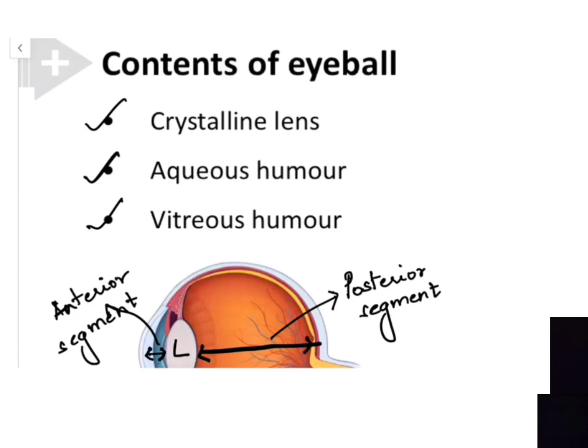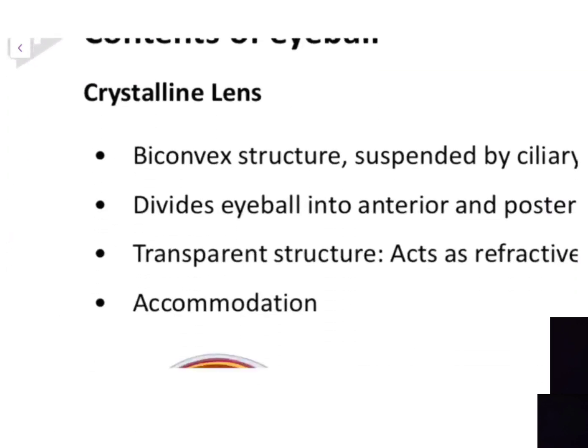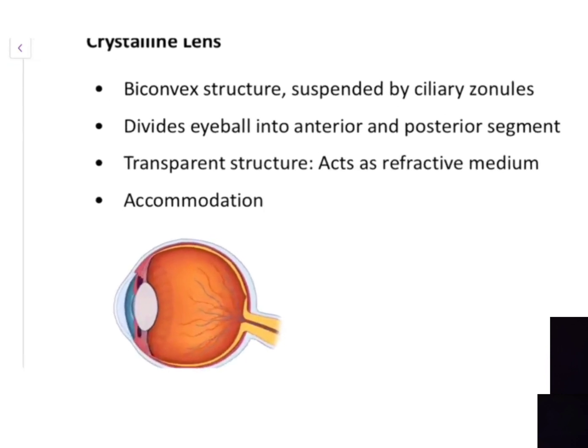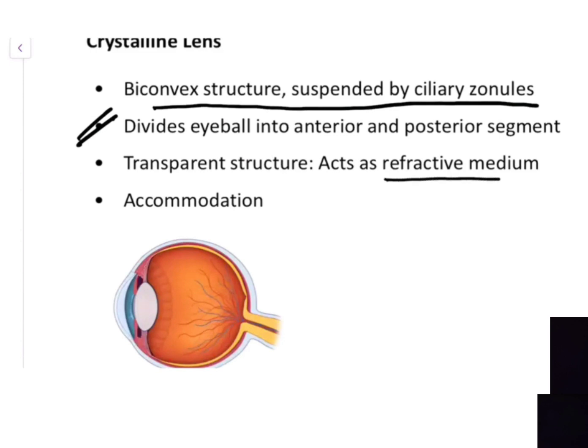Now let us look at these in a little bit of detail. You can all make out from the picture itself that the lens is a biconvex structure and it is suspended by the ciliary zonules. It divides the eye, as I explained, into anterior and posterior segments. Now what does it do? It is again transparent, so it acts as a refractive medium just like the cornea. So it's very important for refraction.